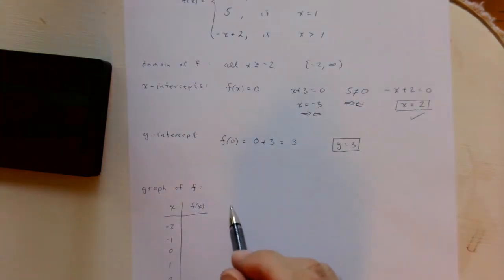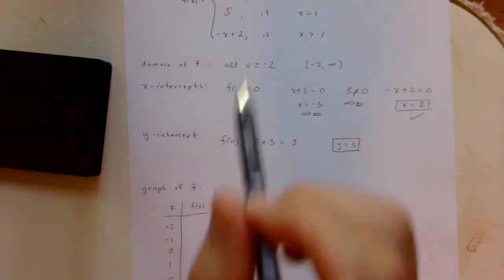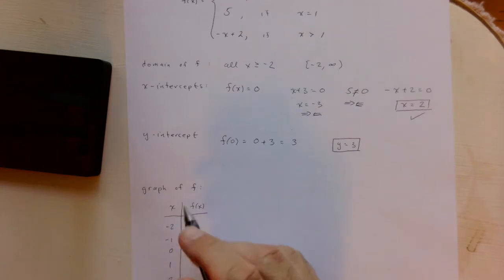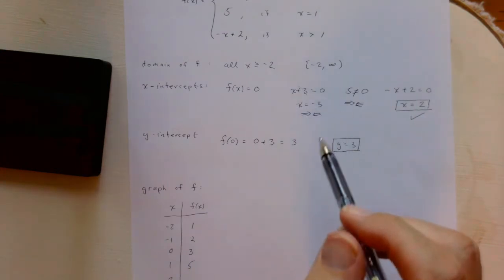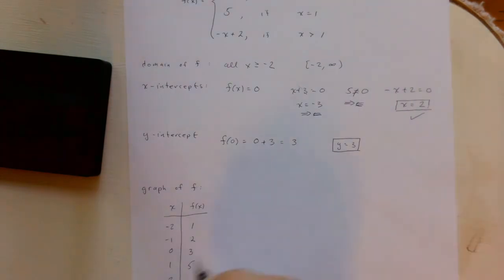We already said that when x equals -2, we use this rule. So -2 plus 3, that's 1. -1 plus 3, that is going to be 2. And when x equals 0, we get 3. That's our y-intercept. Okay. When x equals 1, the output is 5. When x equals 2, we said that's our intercept, so that's 0.